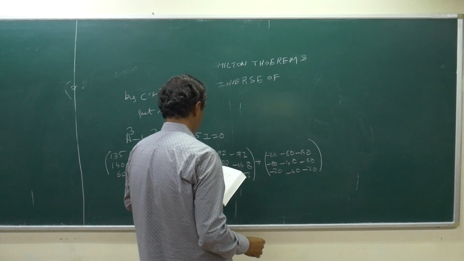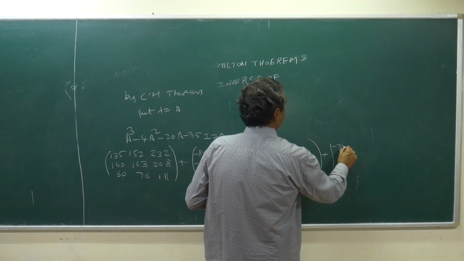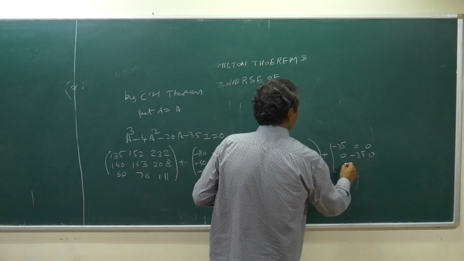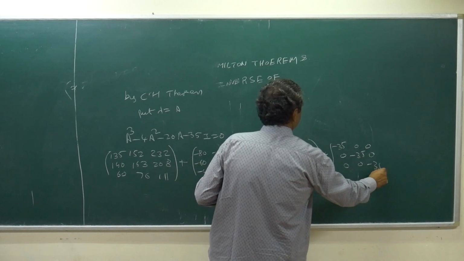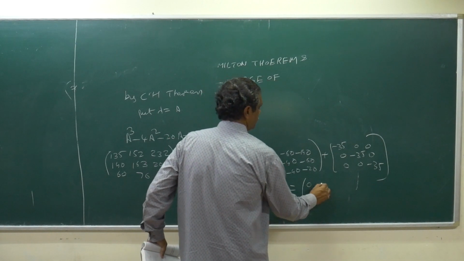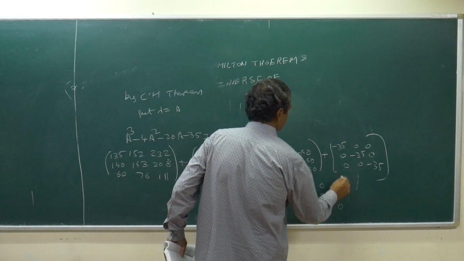Then minus 35I. This also minus I am taking inside. Minus 35, 0, 0, 0, minus 35, 0, 0, minus 35. So if you add all, you have to get 0. You have to get, otherwise the problem is wrong.